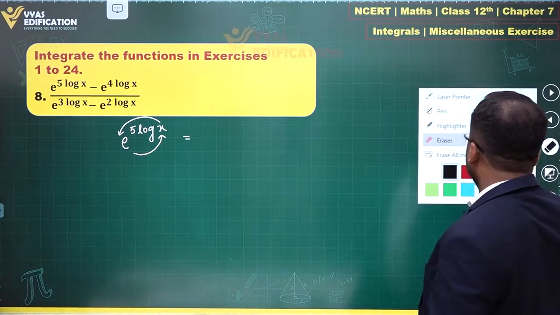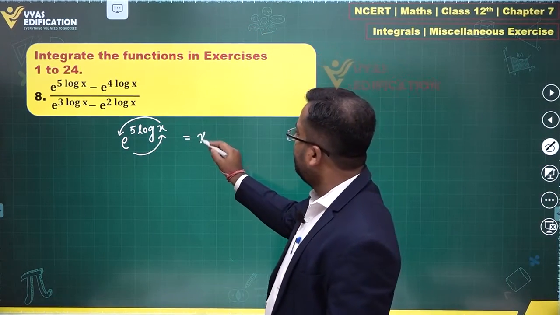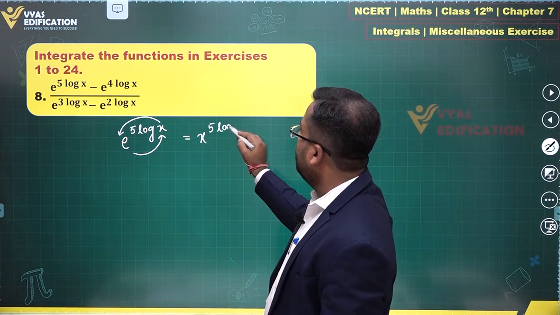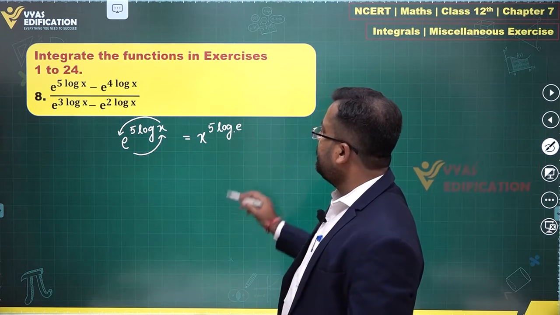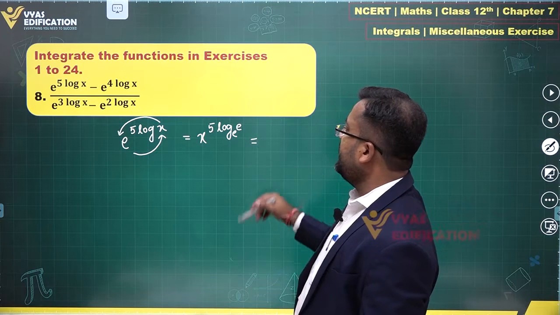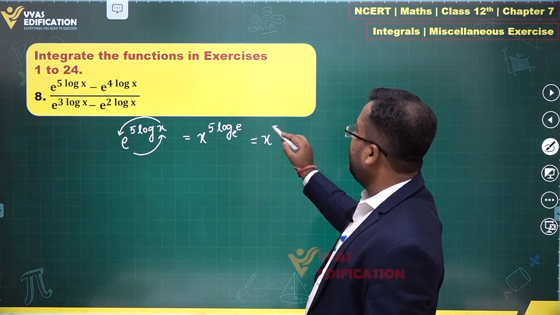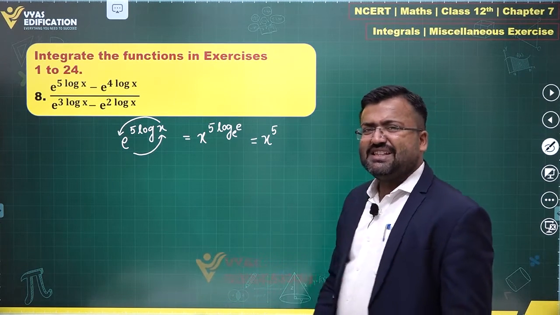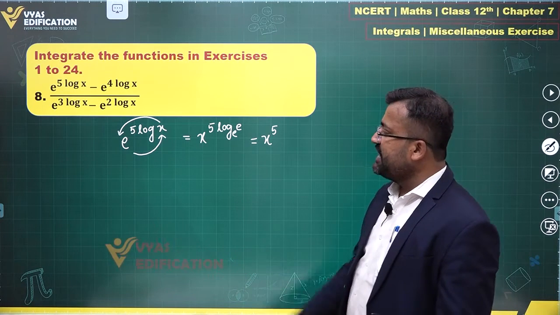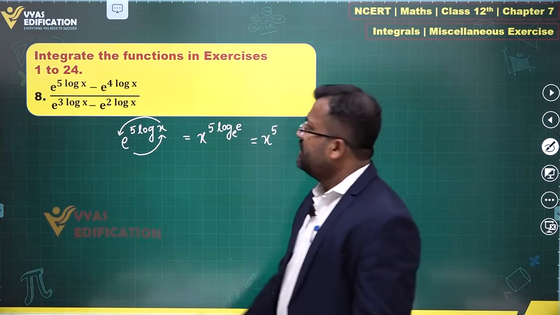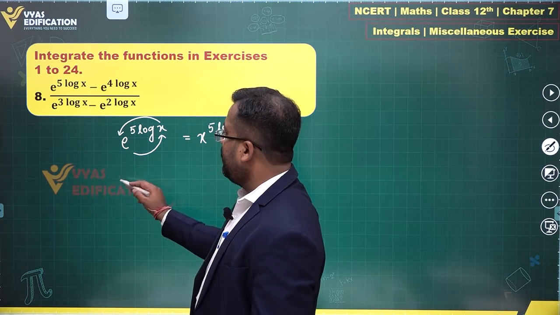This is x power 5 log e. And what's the base of this log? This log base is also e. So therefore this becomes x power 5. Log e base e is nothing but 1, right? So this becomes x power 5 only, yes. So similarly, you can check all the other terms.